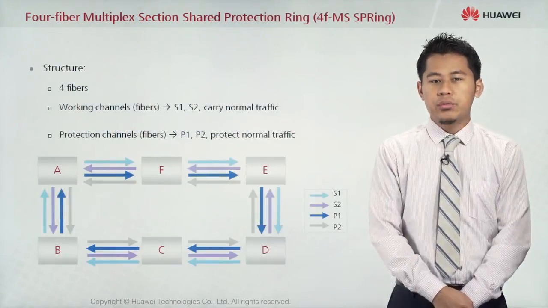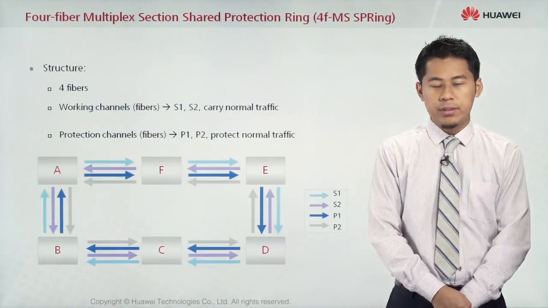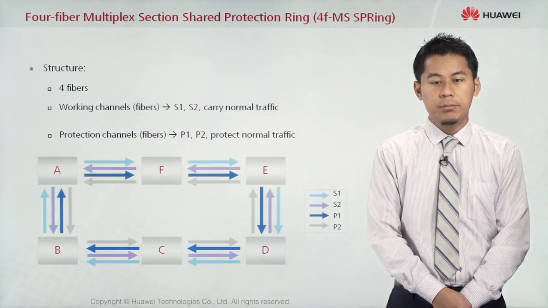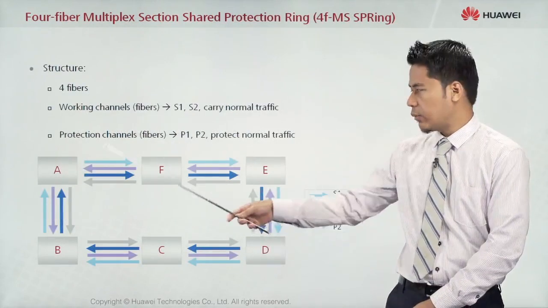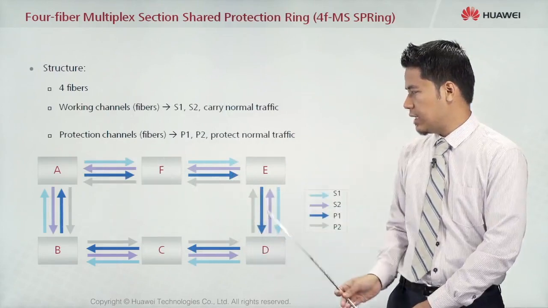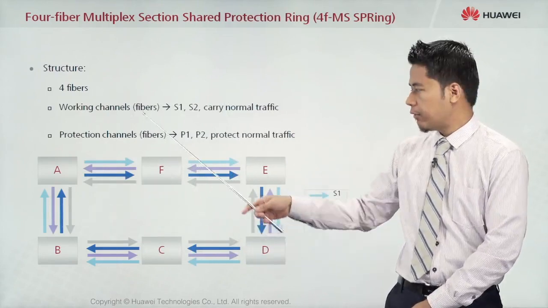So here will be the scattered traffic distribution. Previously, we went through the 2-fiber. Now we are going through the 4-fiber MS-SP ring. So here we have an MS-SP ring, where we apply the ring topology. We have network elements A, B, C, D, E, and F. So here we apply 4-fiber.